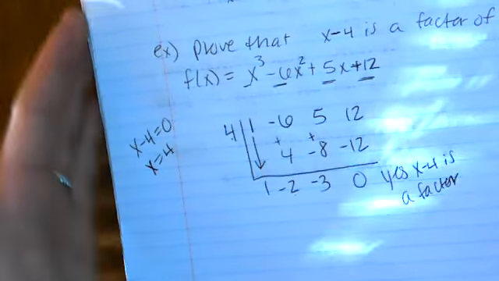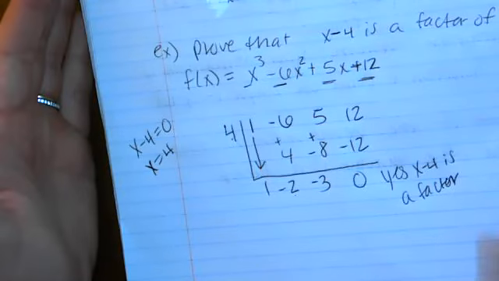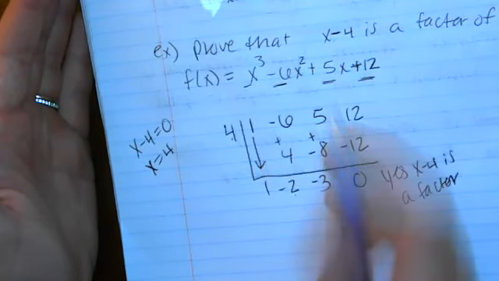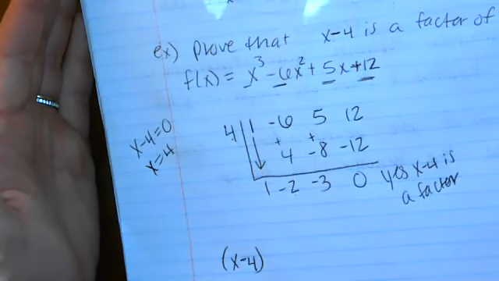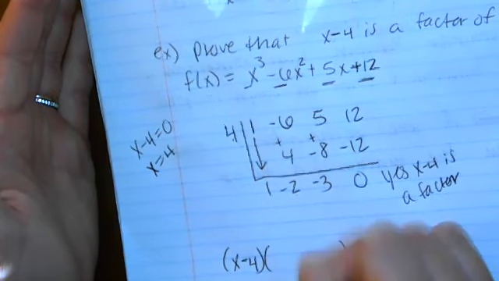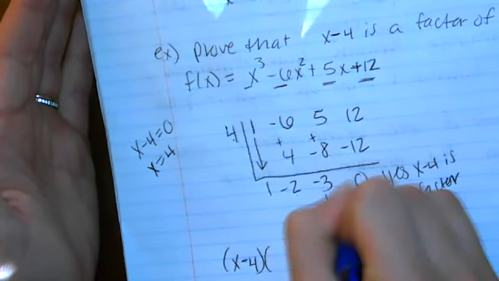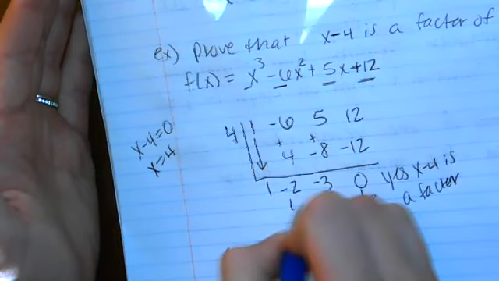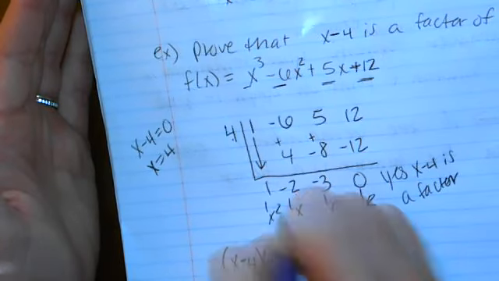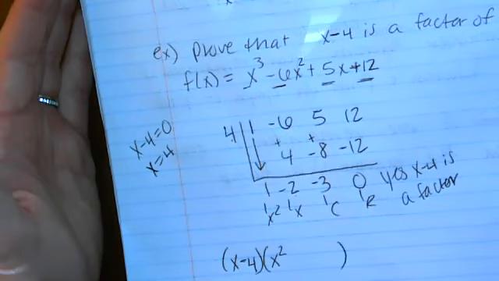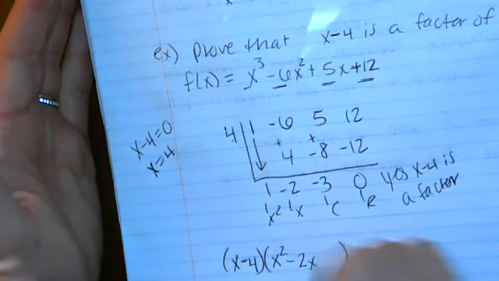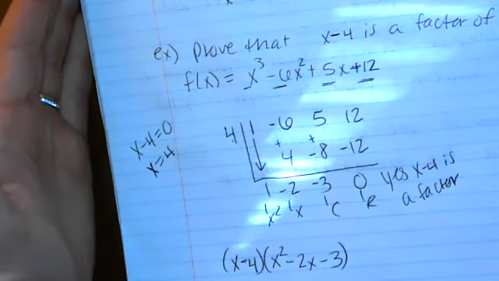Okay? So first thing, x minus 4 has been factored out. So what's left over when we're done? This is my remainder, constant, x, squared. So we have 1 x squared minus 2x minus 3.